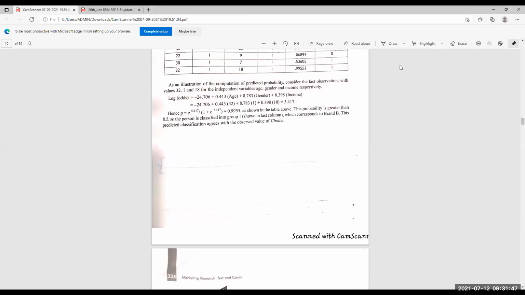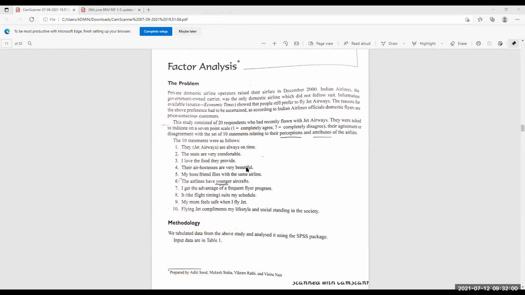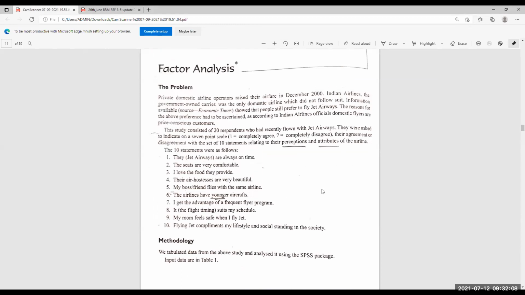So interval scale, we were asking the question, what is an interval scale item? Can we get some examples? So let us see some examples here. The factor analysis case study that I've given to all of you, with the solution. You see there's an example given here that private domestic airline operators raised their fare in December of a certain year, 2000. Indian Airlines, a government-owned carrier, was the only domestic airline which did not follow suit, which is, it didn't follow the protocol. The source is Economic Times.